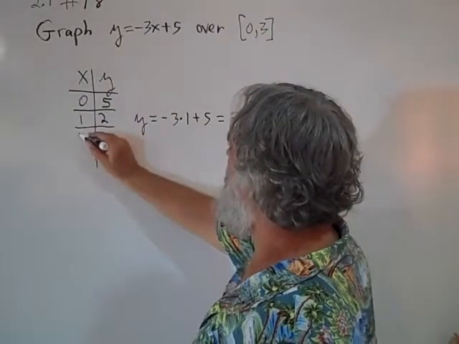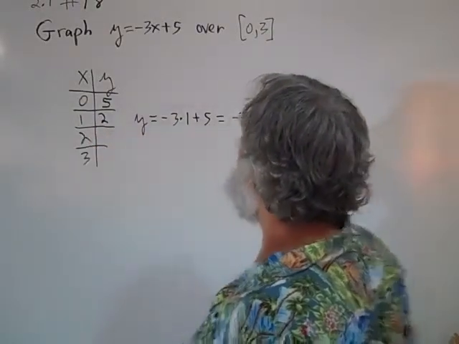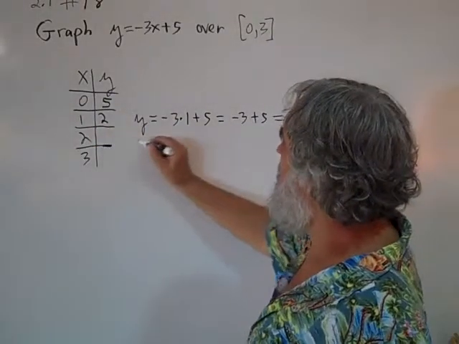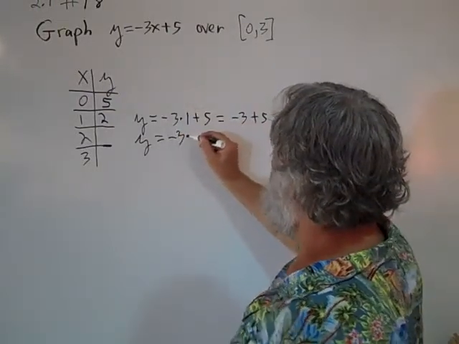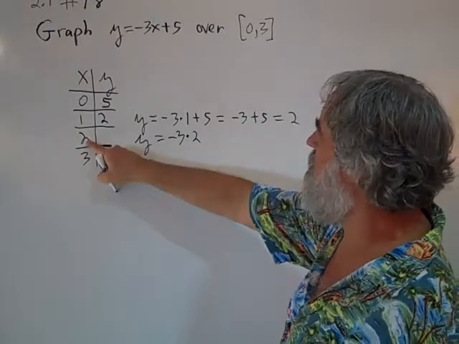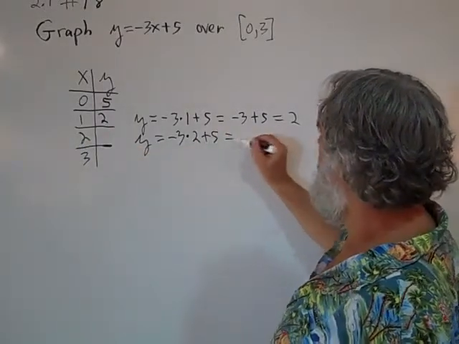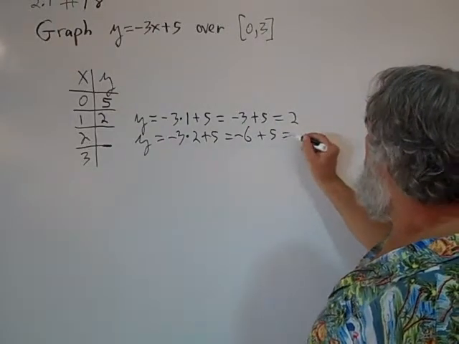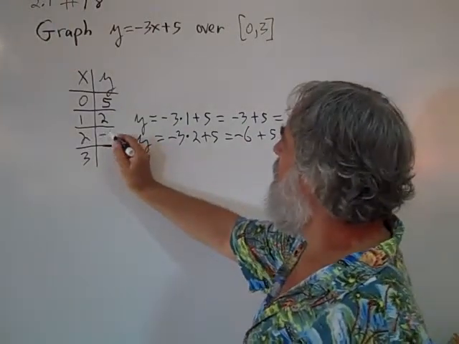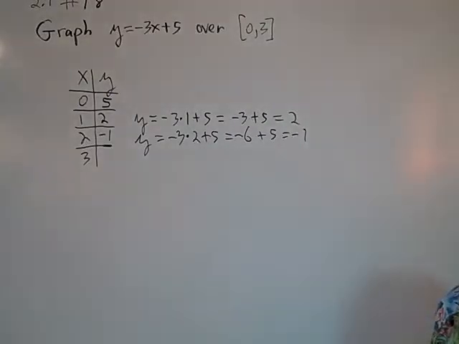Let's continue this and look at x equals 2 and 3. So when x equals 2, y is equal to negative 3x, so negative 3 times 2, because this time x is 2, plus 5. Negative 3 times 2 is negative 6, and negative 6 plus 5 is negative 1. So when x is 2, y equals negative 1.